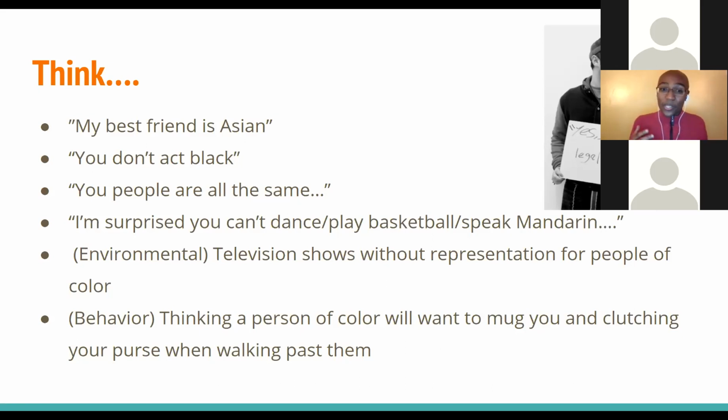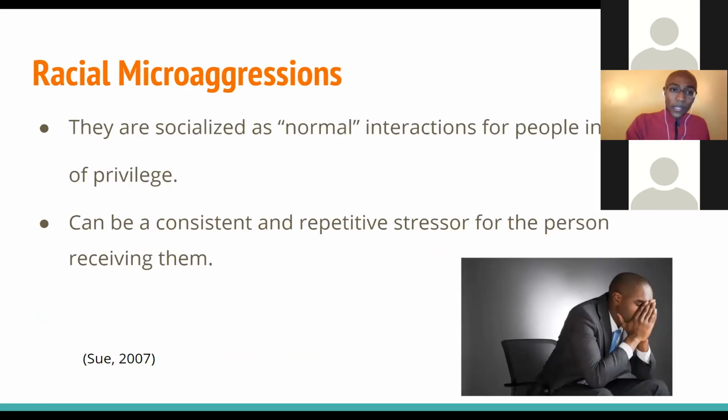Certain environmental ones would include something like television shows without representation of people of color. And certain behaviors would be like if you're walking down the street and you see a person of color, clutching your bag or moving away. The difficulty with microaggressions, as I said before, is that it's socialized. These behaviors and communications, especially for people in privilege, in this instance white Americans, would be considered normal interactions.